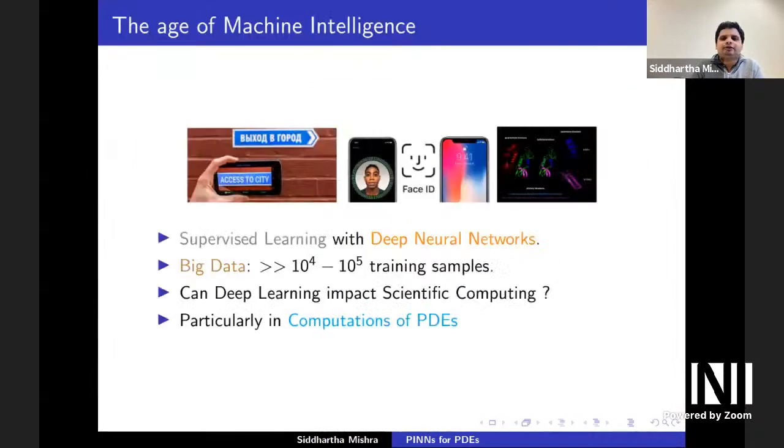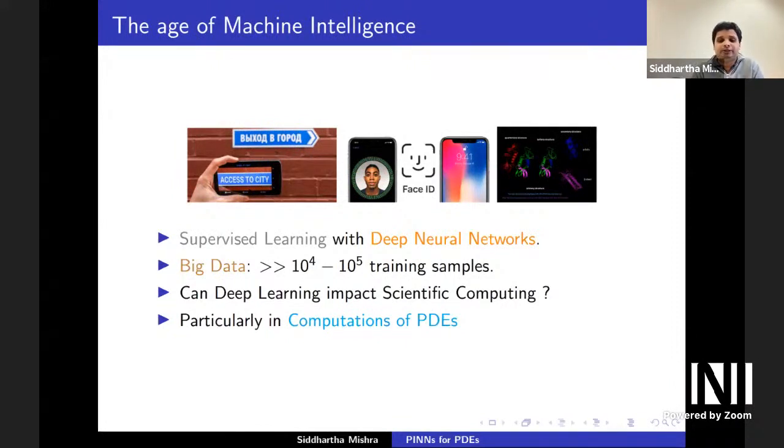So we all know how powerful deep neural networks are, and how powerful artificial intelligence is these days, with all these very successful applications. And we should remember that a lot of it is attributed to supervised learning with deep neural networks. But one of the things that we should keep in mind is the role of big data. And by big data, I mean something like orders of tens of thousands or hundreds of thousands or millions of training samples.